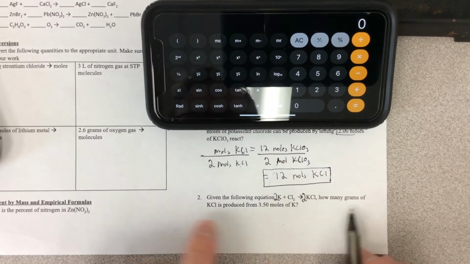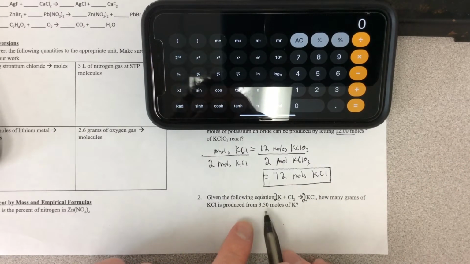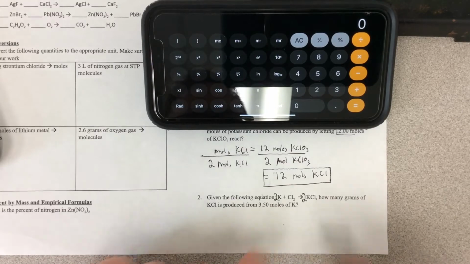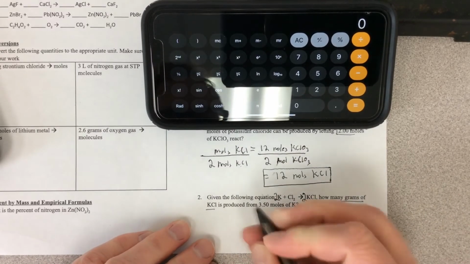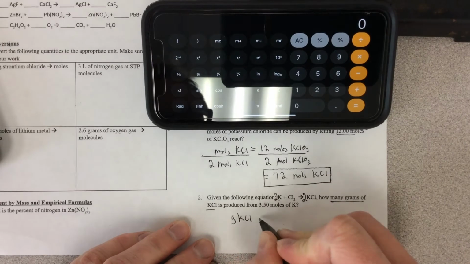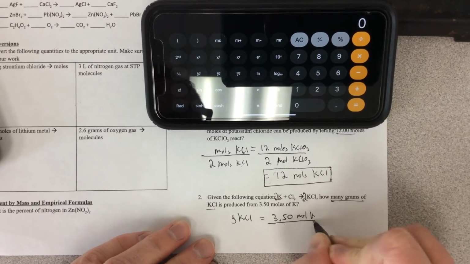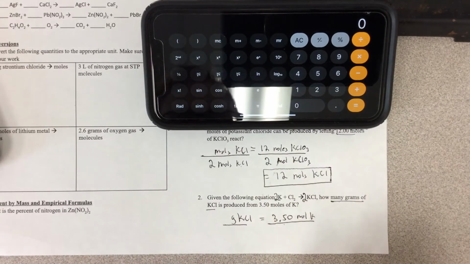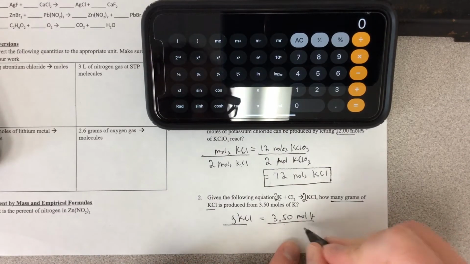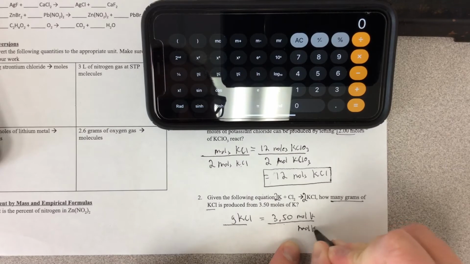And it says how many grams of KCl is produced from 3.5 moles of potassium. So what do they want to know? Grams of KCl equals the number they give you. Every time. It does not matter what units they give you. It works out the same every single time. Same unit on top, same unit on the bottom.